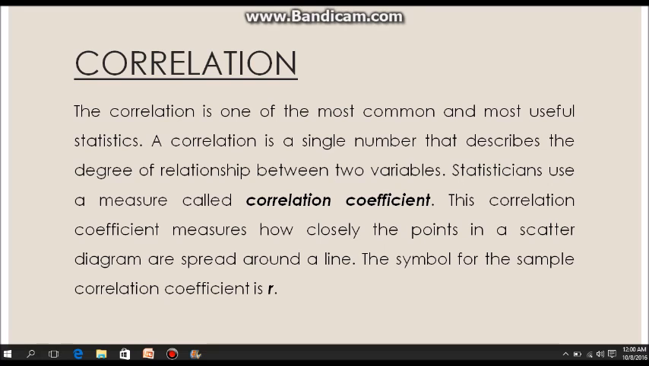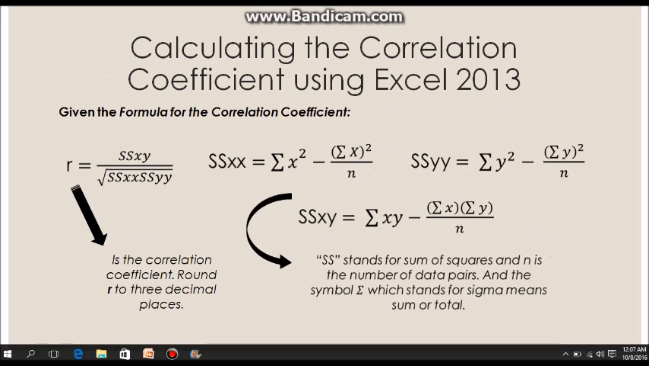Correlation is one of the most common and most useful statistics. A correlation is a single number that describes the degree of relationship between two variables. Statisticians use a measure called the correlation coefficient. This correlation coefficient measures how closely the points in a scatter diagram are spread around a line. The symbol for the sample correlation coefficient is R. We will show you how to calculate the correlation coefficient using Excel 2013.